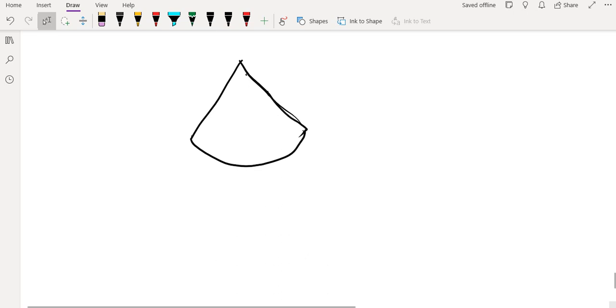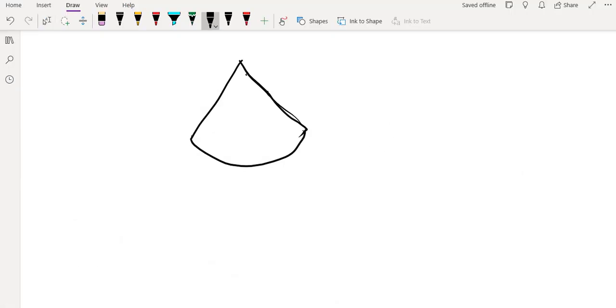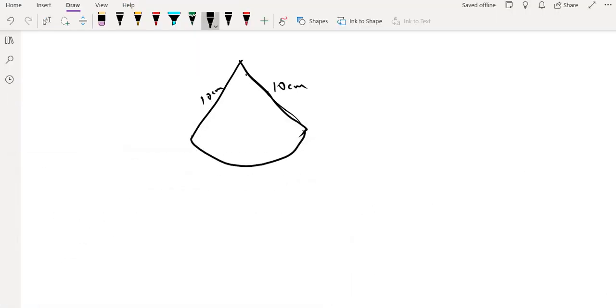Okay, now if this is a sector, look up. A sector of a circle has radius. The radius is what? 10 centimeters, which is something like this other side. Hope you know those are the radius. It has an area. The area of this sector is 25 centimeters square. We have to look for the angle. We have to look for this angle.